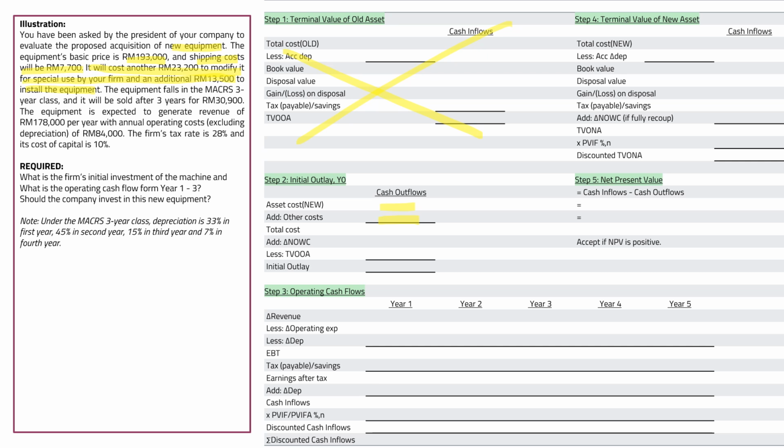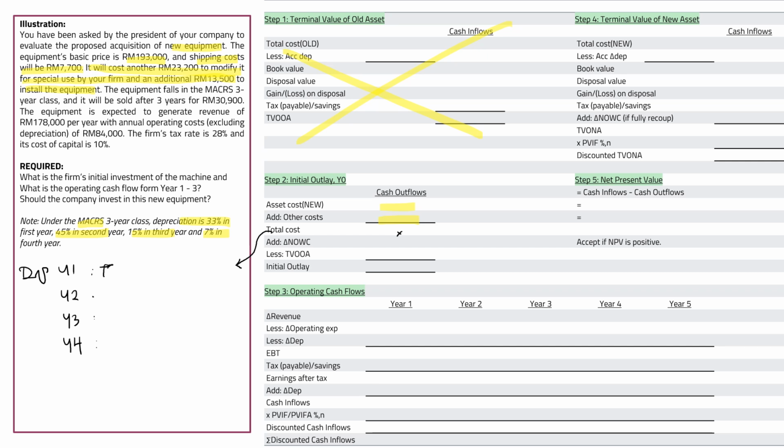Okay, next. The equipment falls in the MACRS 3-year class and it will be sold. Let's look into the MACRS. Alright, here is the MACRS. So under the MACRS 3-year class, depreciation is 33% in the first year, 45% in the second year, 15% in the third year, and 7% in the fourth year. Let's go through this together. So depreciation for year 1, year 2, year 3, year 4 is based on the total cost that we calculate from over here, okay?